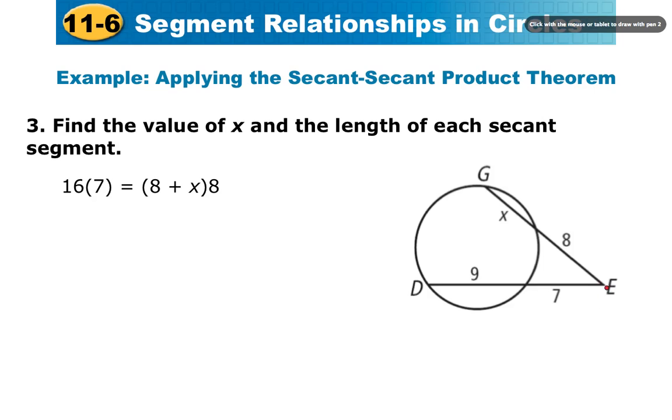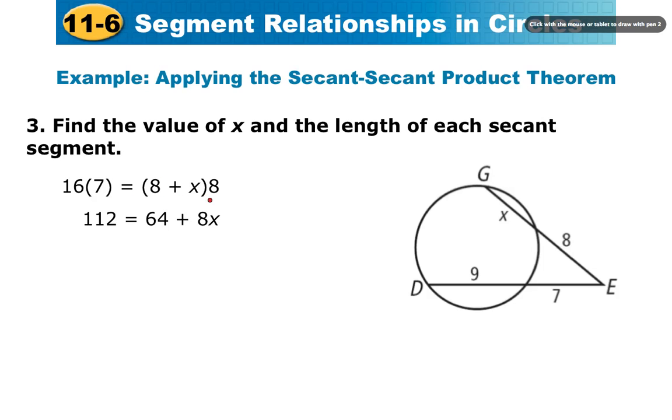And then the external secant, or external segment, is 7. Then let's go to this secant. What is the distance of this secant GE? Well, the entire distance is 8 plus x, or x plus 8. I have 8 plus x here, and that should equal, times the external secant or external segment. And this is the equation that you end up with.